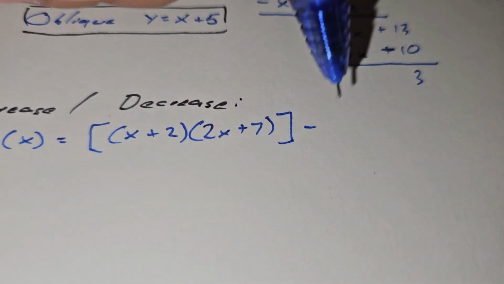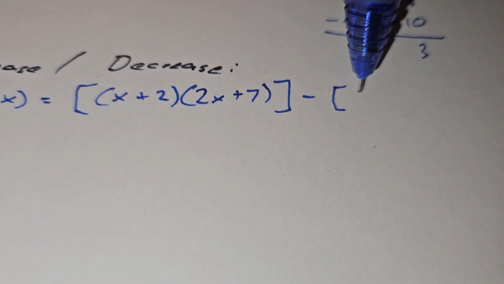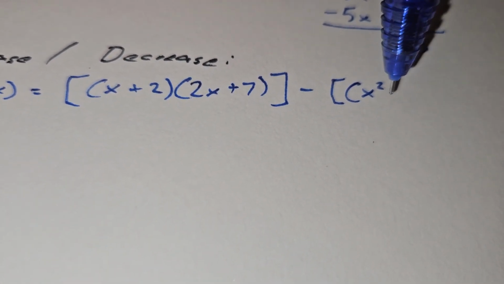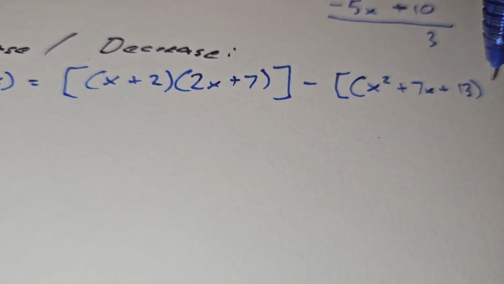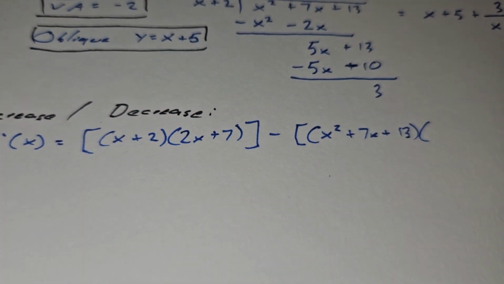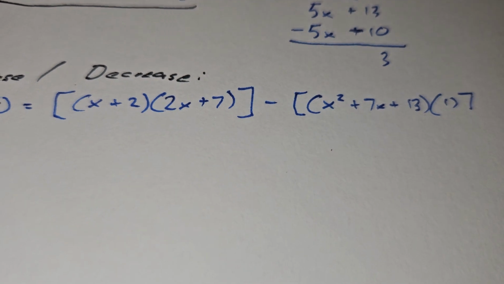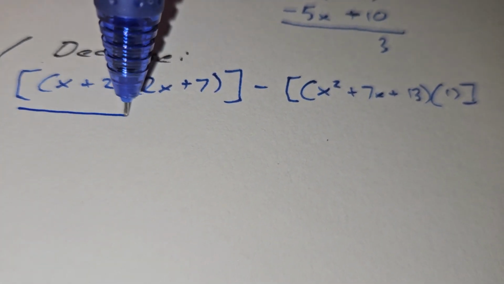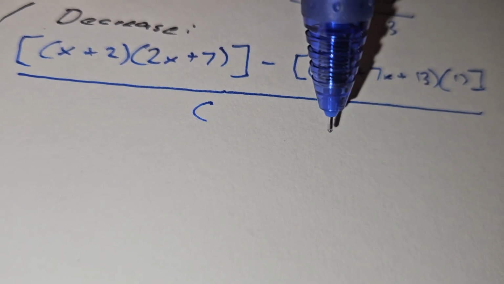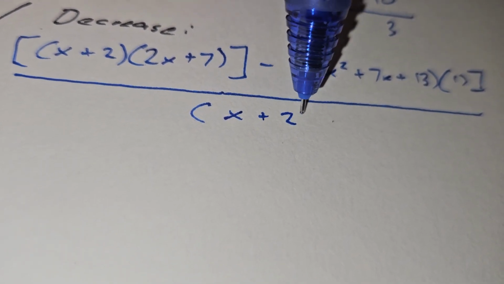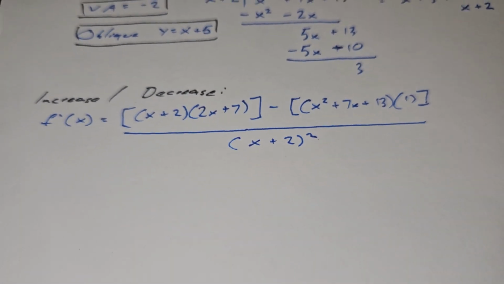So minus f of x, which we established as x squared plus 7x plus 13, times the derivative of g of x, which is just 1. You divide it by g of x squared. g of x is x plus 2, and that's squared, by the way. So that's going to be your derivative.